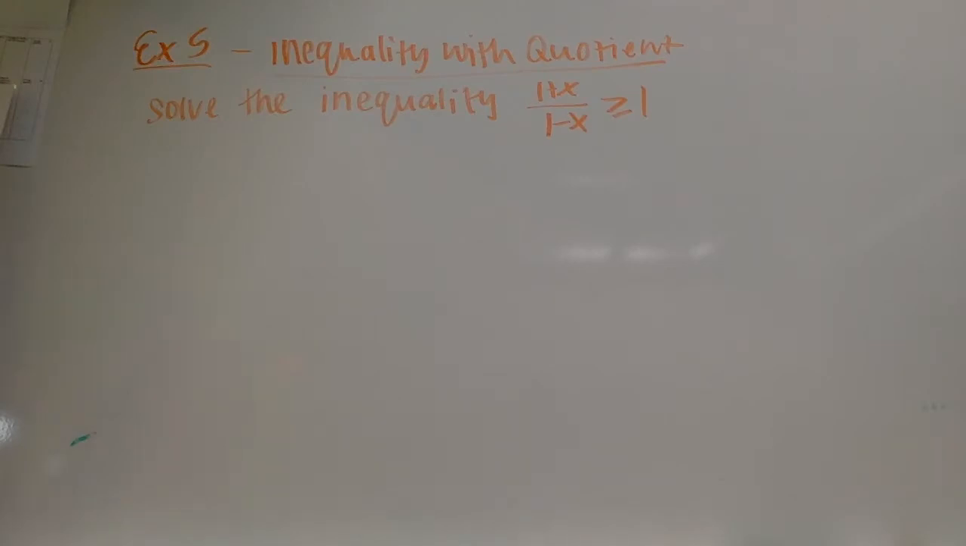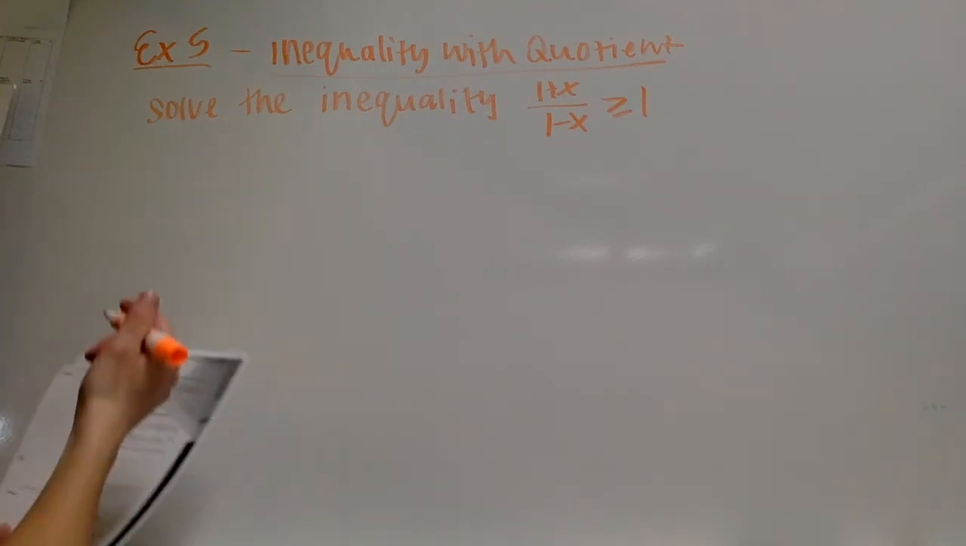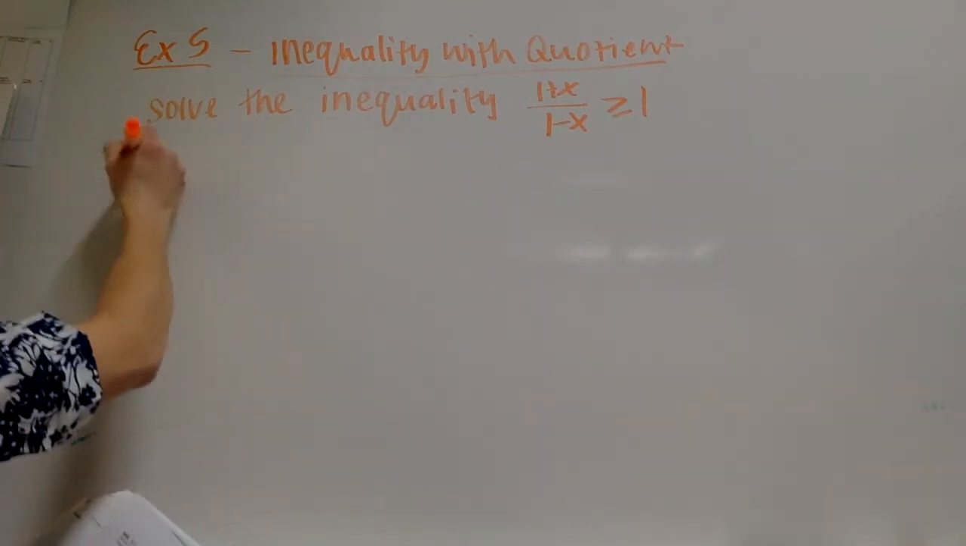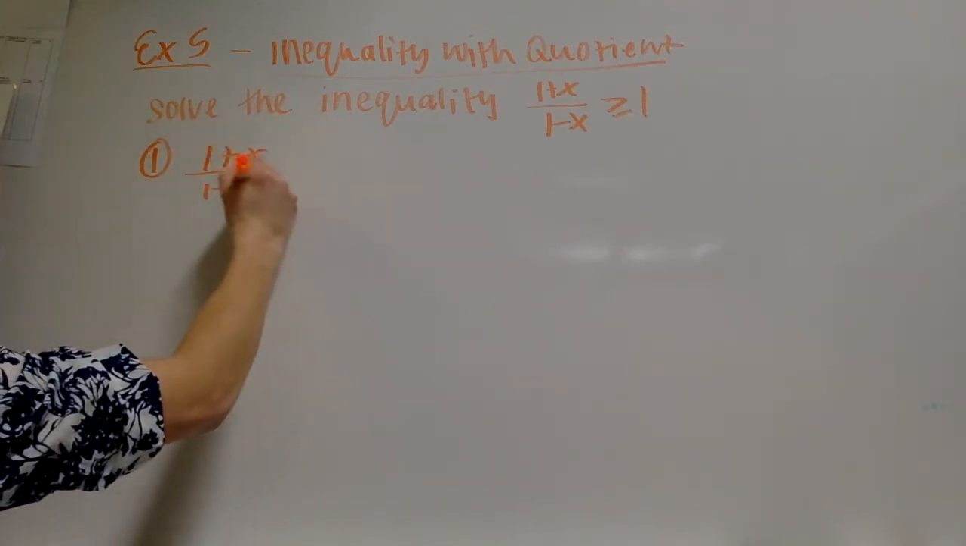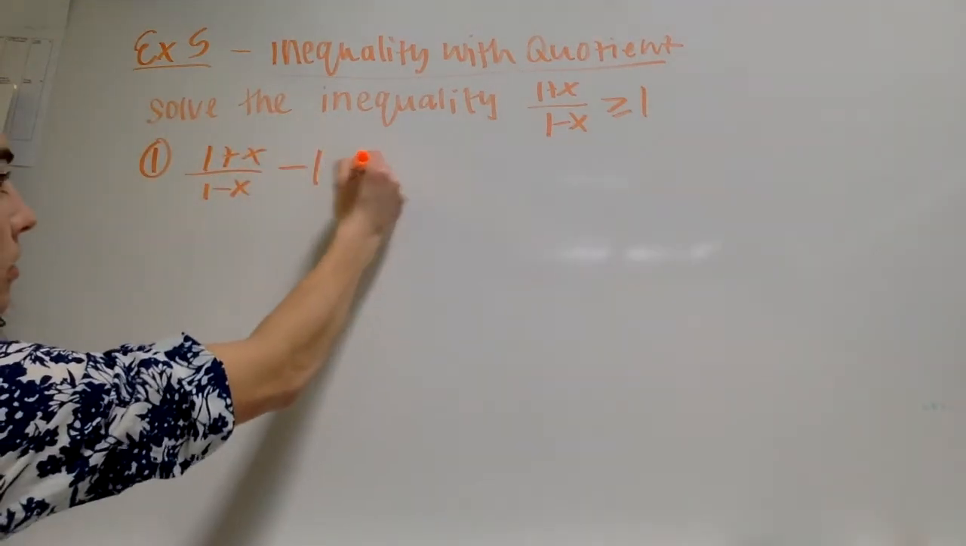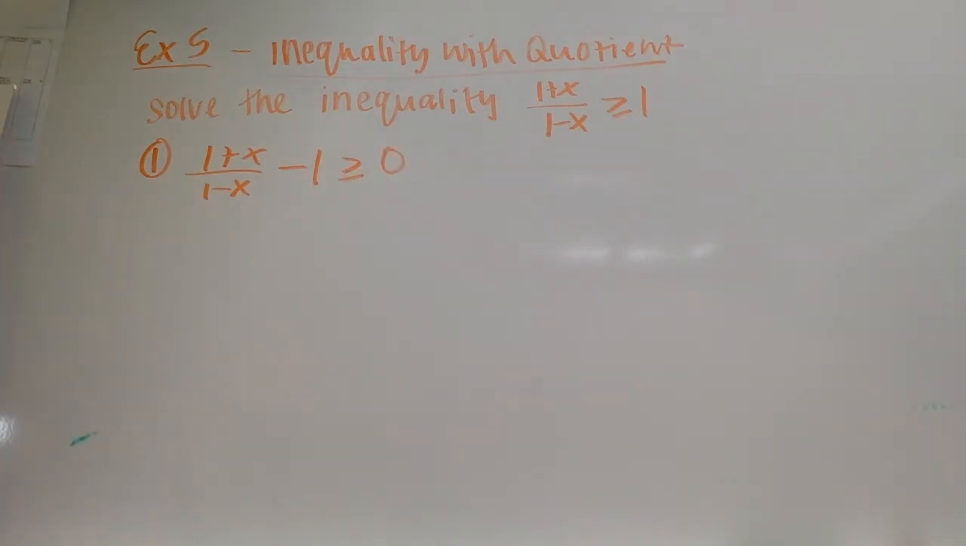Okay, this is the last example for today. We have to solve an inequality with a quotient. So the example is: solve the inequality (1 plus x) over (1 minus x) is greater than or equal to 1. So step 1, we need to get everything to one side and simplify it. So (1 plus x) over (1 minus x) minus 1 is greater than or equal to 0. So everything's on one side.